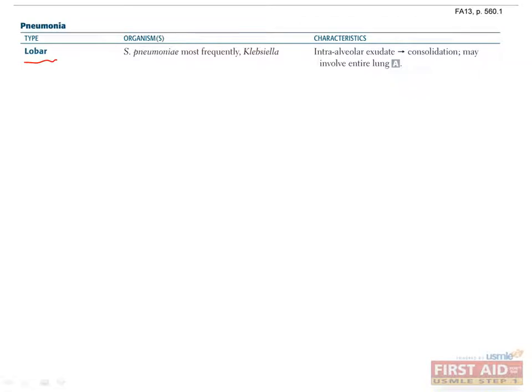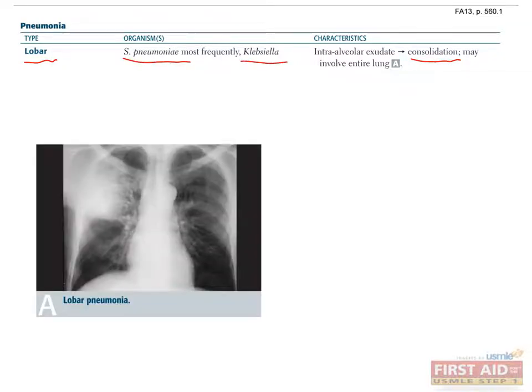Anatomically, you can think of infectious pneumonia as lobar, bronchial pneumonia, or interstitial. Lobar pneumonia is characterized by an intra-alveolar exudate that leads to consolidation, potentially of an entire lung. The most common organisms in the outpatient setting are strep pneumo and occasionally Klebsiella. Here's an example of a lobar pneumonia in the right lung.